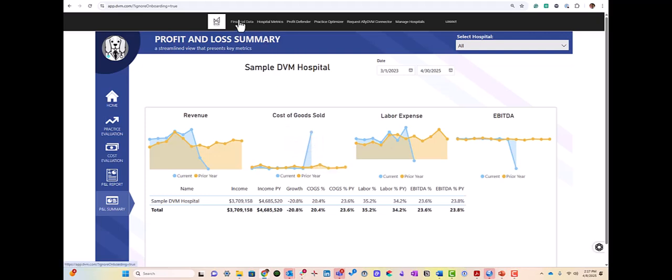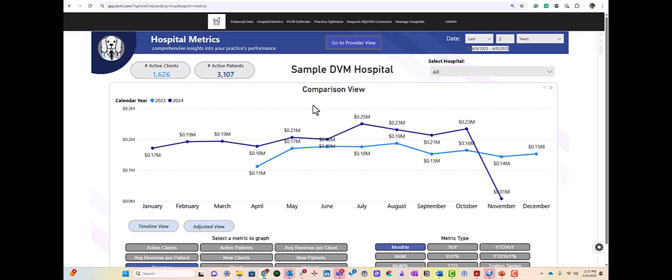the QuickBooks data, and now we're going to kind of move on to the hospital metrics. So all of this runs from an Ally DVM connection. The Ally DVM connection to you is free. They just hook up and just pass the data to us.